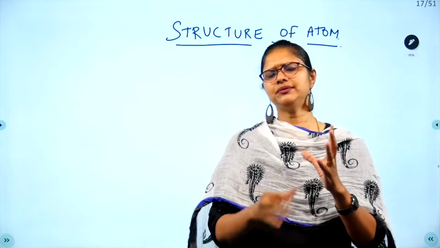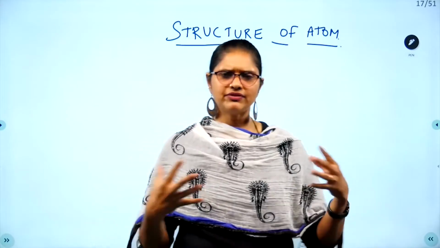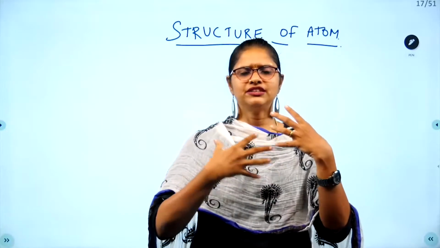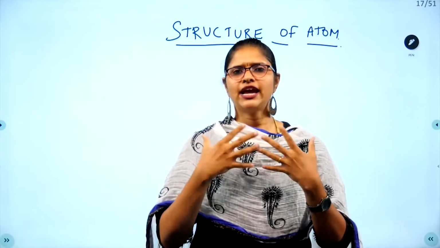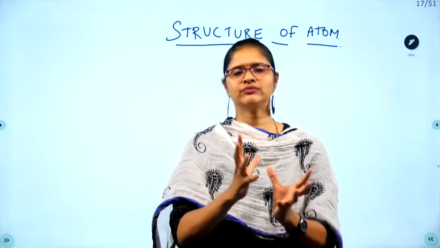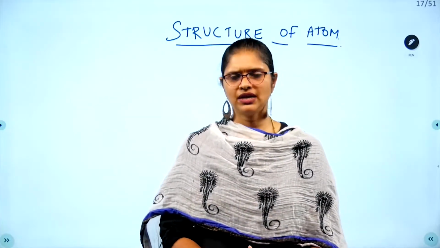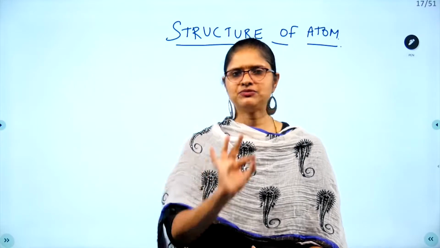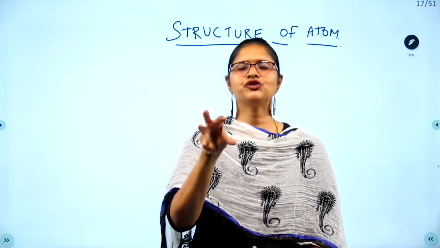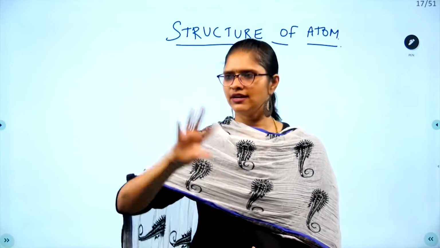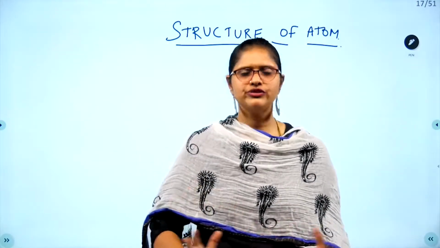Initially there were different scientists who explained how the atom would look, and finally we say the atom is spherical and the nucleus is at the center, and it is related to the solar model. So we are going to see one by one.